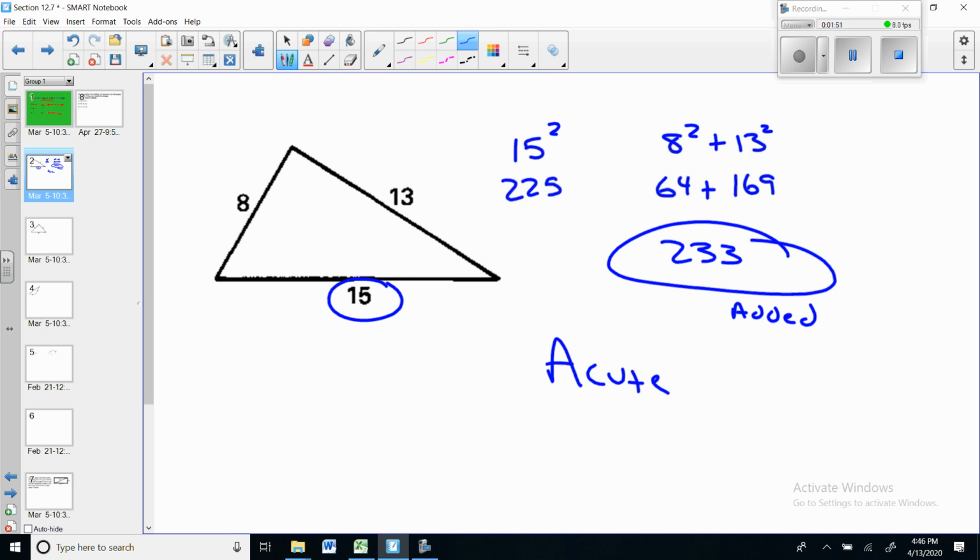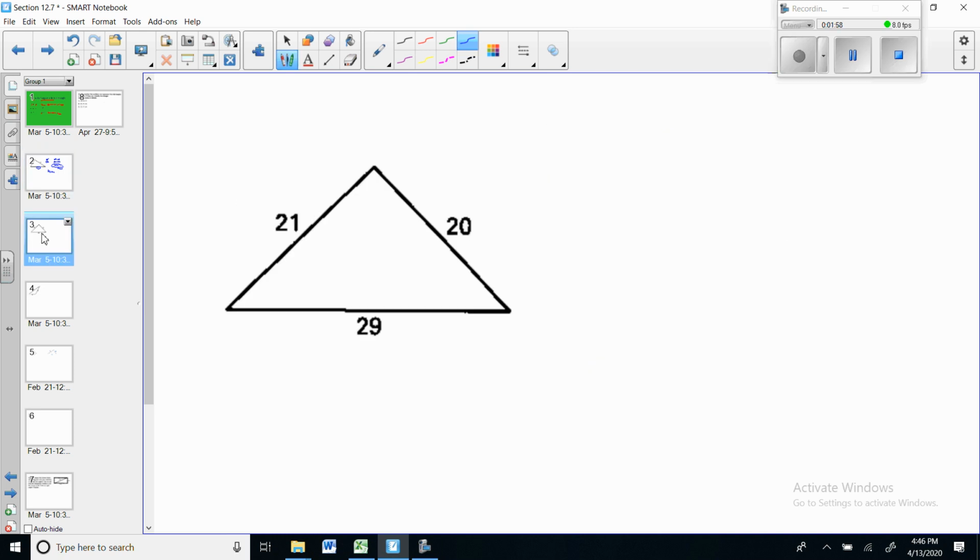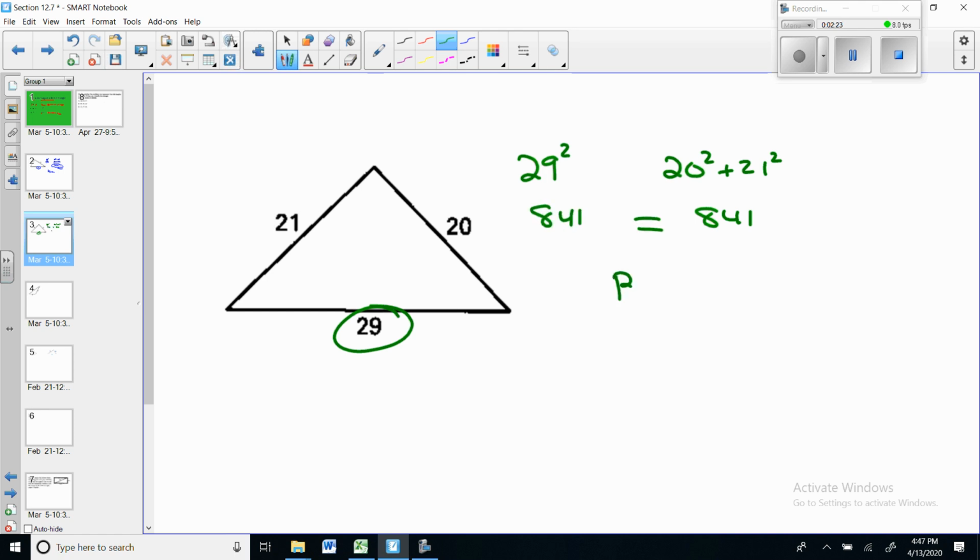Okay, and that will help you if you're trying to identify whether the triangle is right, acute, or obtuse, especially ones that are very, very close. Here's another example. This time c is 29. So I'm going to start with 29 squared, and I'm going to compare that to 20 squared and 21 squared, because those are the two smaller numbers. When I take 20 squared plus 21 squared, I get 841. When I take 29 squared, I get 841. Both of those numbers are the same, so that tells me that my triangle is a right triangle.